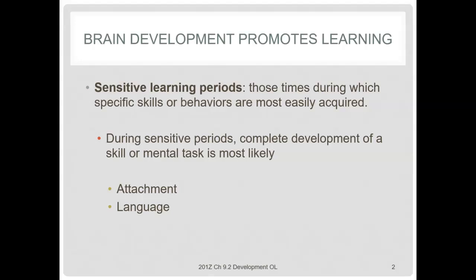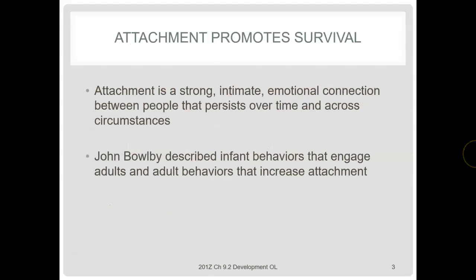I want to talk about attachment now. Attachment also has a sensitive learning period. And that period is birth to age 3 or 4. We're going to go with 3. So, attachment is defined as a strong, intimate, emotional connection between people that persists over time and across circumstances.